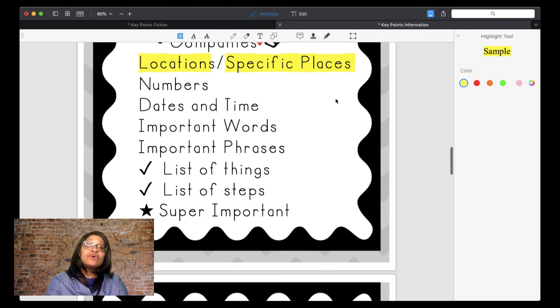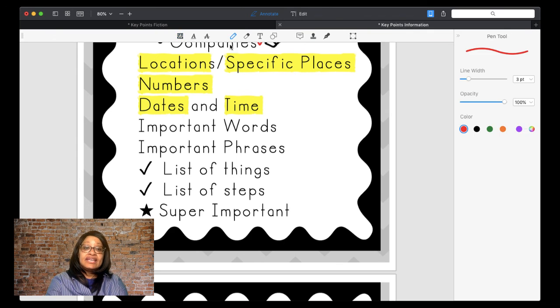We also look for numbers. Informational text tends to have data. So I tell the students, let's look for numbers. Those numbers could include dates and could include time, but specifically, it might have data. So we kind of clump these together.